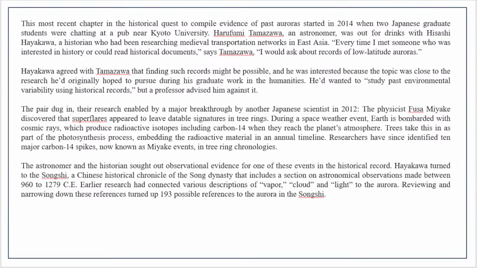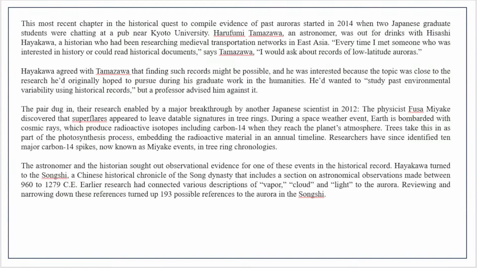So, who were those two graduates? Harufumi Tamazawa, an astronomer, was out for drinks with Hisashi Hayakawa, a historian who had been researching medieval transportation networks in East Asia. So, दो लोग हैं Tamazawa and Hayakawa. Tamazawa is astronomer and Hayakawa is historian.